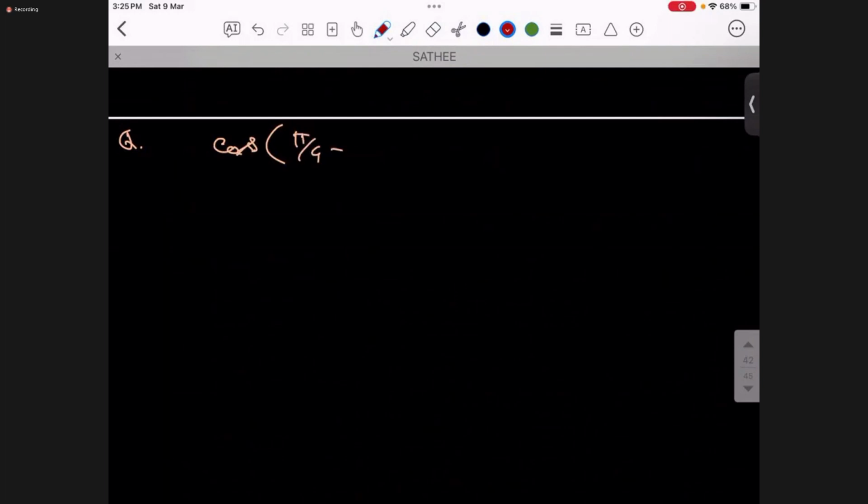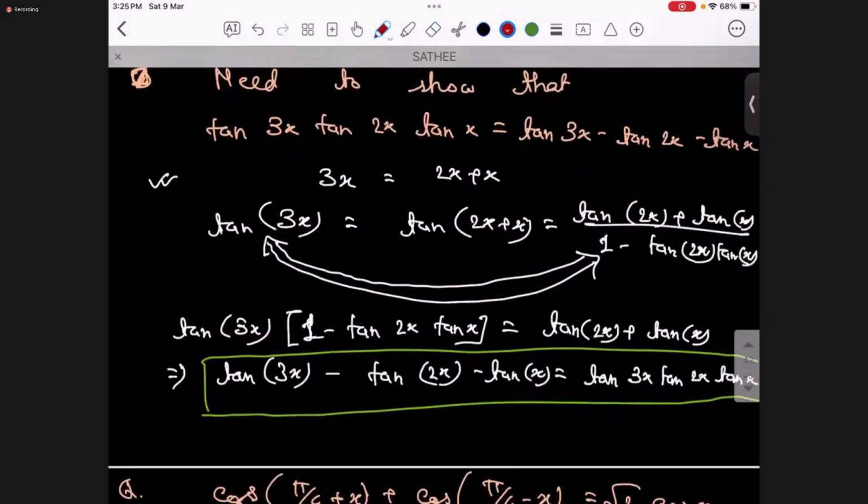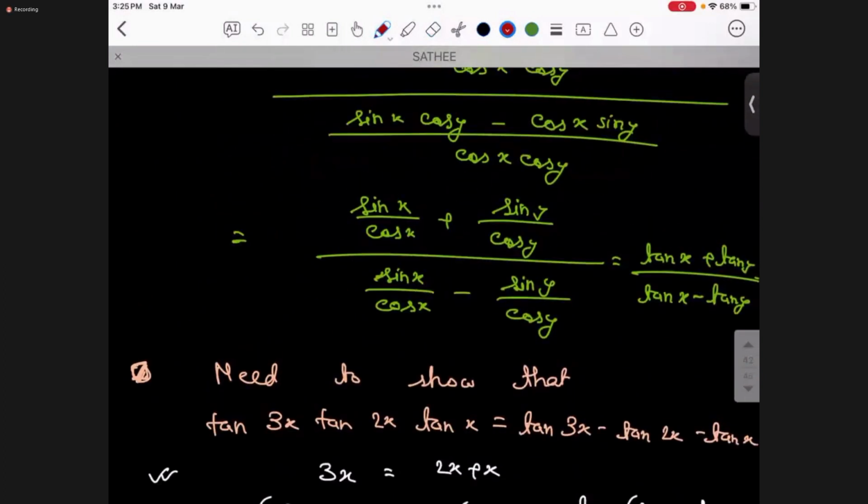Cos pi by 4 plus x plus cos pi by 4 minus x equals root over 2 cos x. You have to prove this thing. So clearly, here we can apply the formula of this.